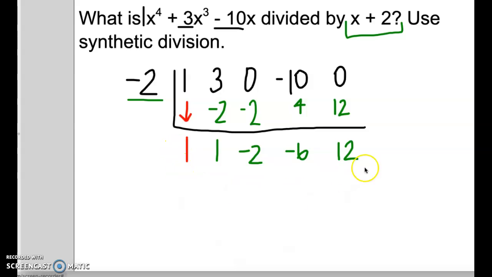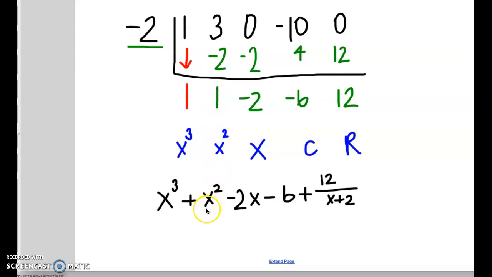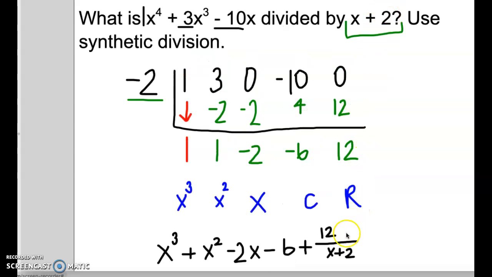My quotient is down here, but all those random numbers, they don't mean anything until I put my variables back in. So I start at the end here. Here's my remainder, my constant, my x squared, my x cubed. And then we go vertical and put it all together. So I'm going to have 1x cubed plus 1x squared minus 2x minus 6 plus my remainder over my divisor. My remainder is 12 and my divisor is x plus 2.